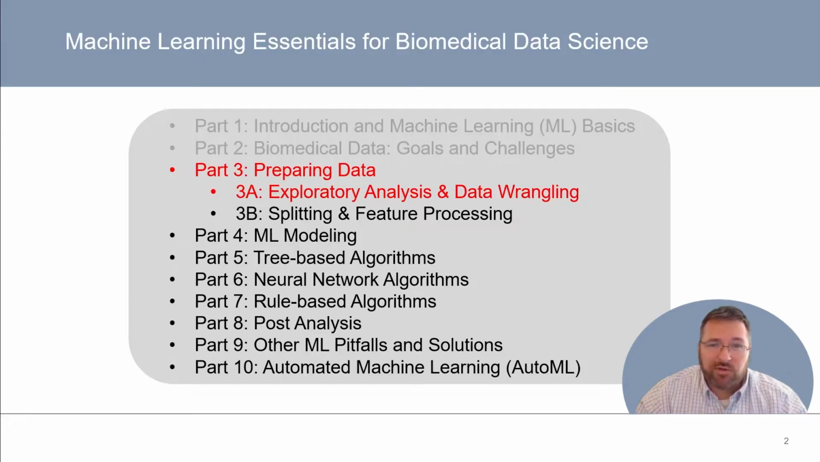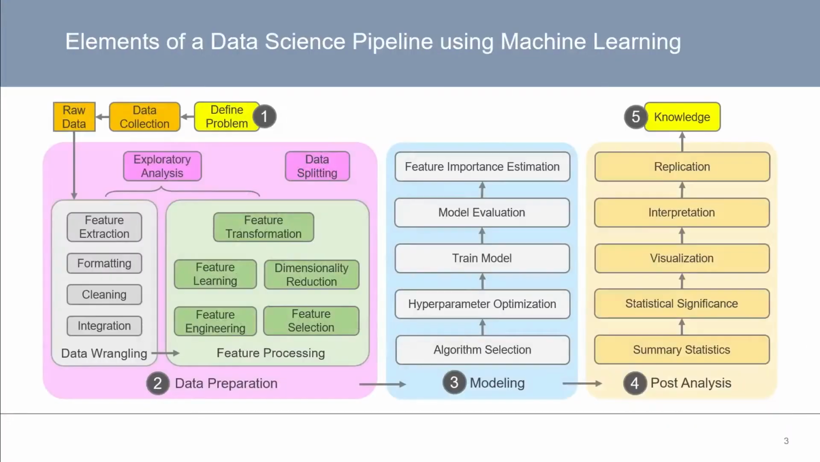Here's a quick reminder of the parts making up this video series. In the last video, we covered biomedical data, goals, and challenges. Due to the amount of content we're going to cover, I've split Part 3 of this series into two separate videos, with 3A focusing on exploratory analysis and data wrangling as mentioned, and 3B focusing on data splitting and feature processing. As a refresher, here's a schematic illustrating the potential elements of a data science pipeline that utilizes machine learning.